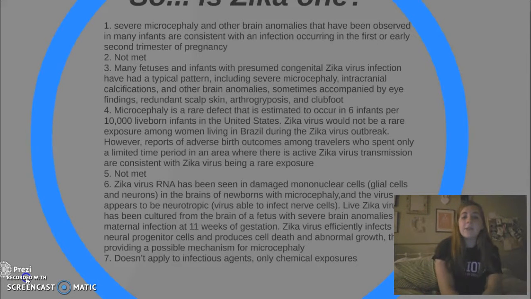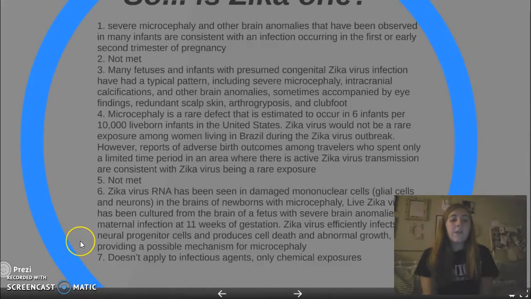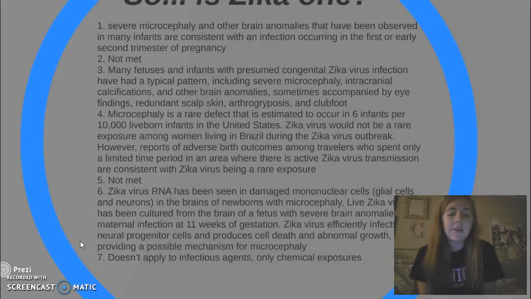Microcephaly is rare and only occurs in 6 infants per 10,000 born in the United States. Zika isn't necessarily rare for women living in Brazil, but reports of adverse birth outcomes among travelers who spent only a limited time period in the area where there is active Zika virus transmission are consistent with Zika virus being a rare exposure. So it fulfills the fourth criterion. The fifth criterion was not met, however the sixth was.